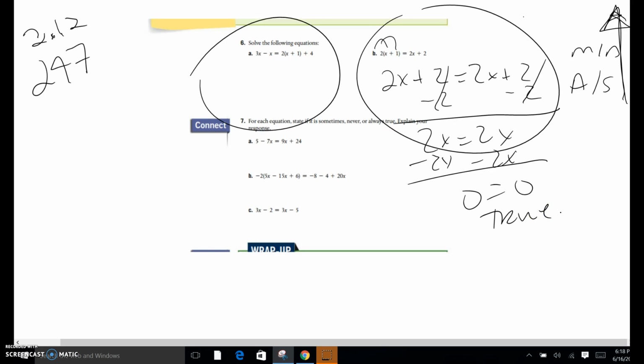So that means that instead of this one we had no solution because it's never going to be balanced, this one is a true thing, which we call an identity. And so this one you're going to get infinitely many solutions. Okay, so no matter what I plug in there, it's going to work.